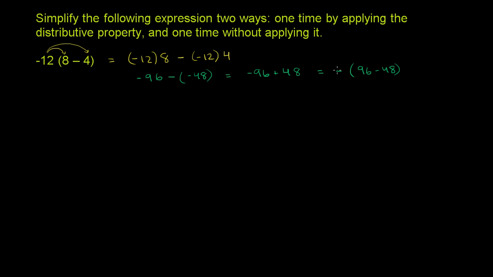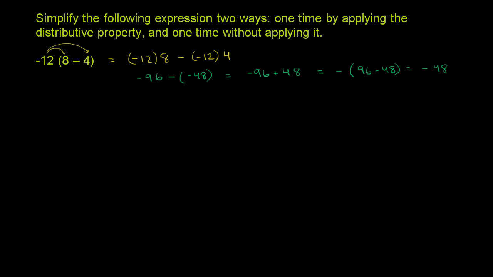Or you could just do the distributive property again to see that this is the same thing. Negative 1 times 96 is negative 96. Negative 1 times negative 48 is positive 48. 96 minus 48 is 48. So this is equal to negative, and then we have the 48 in here. This is equal to negative 48. That's with the distributive property.